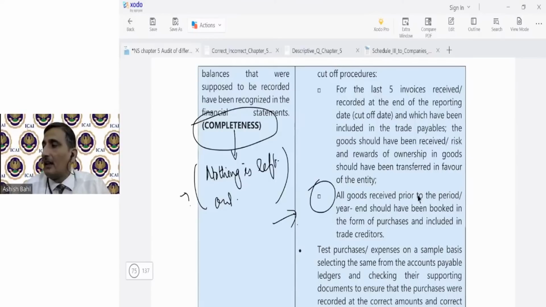Isn't it a case that goods have been received but purchases have not been reflected? Then which assertion would be affected? My completeness assertion would be hit in such a case. In such a case, my completeness assertion would be hit because goods have been received, but the corresponding liability has not been created. Okay.